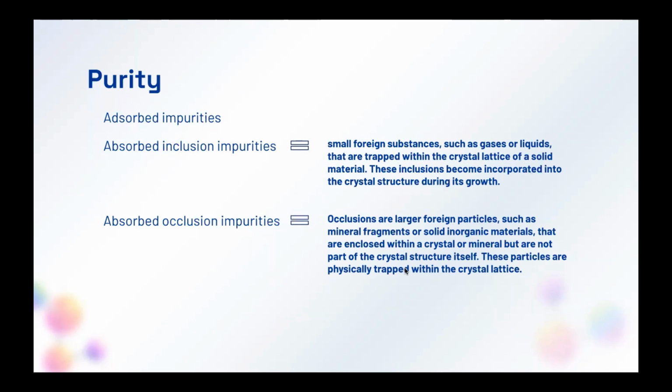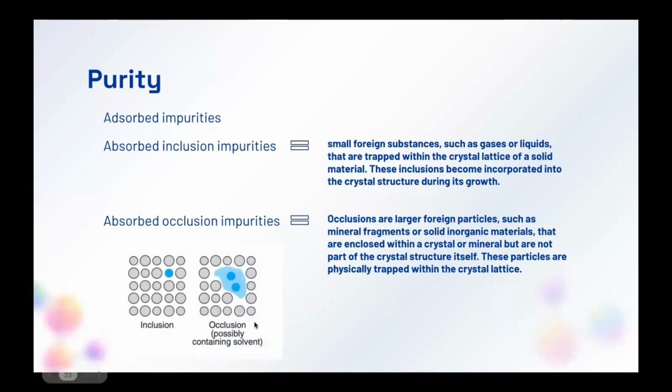So in occlusion impurities, the particles are physically trapped within the crystal lattice. Here you can see in inclusion, within the crystal lattice, it grows to become like a crystal. In occlusion, it's a large foreign particle. And it says here it can also contain a solvent.